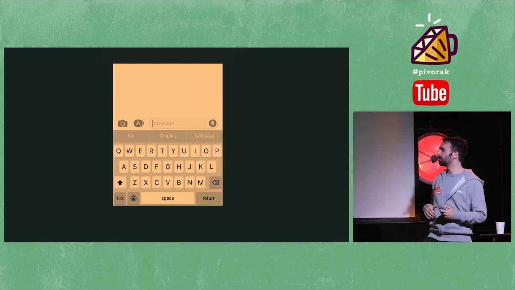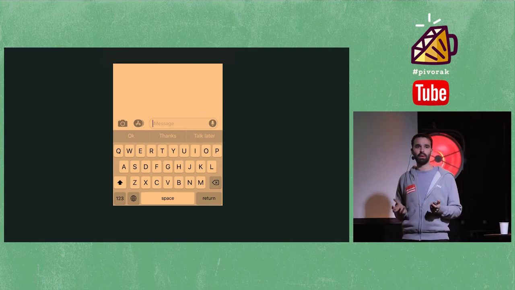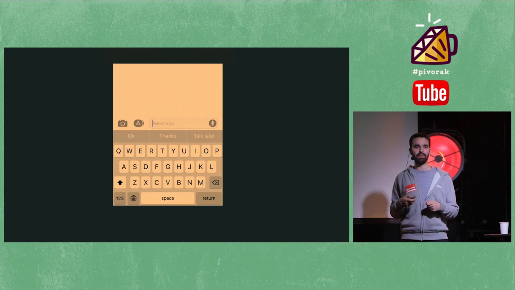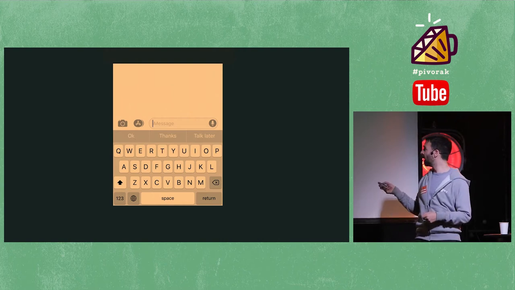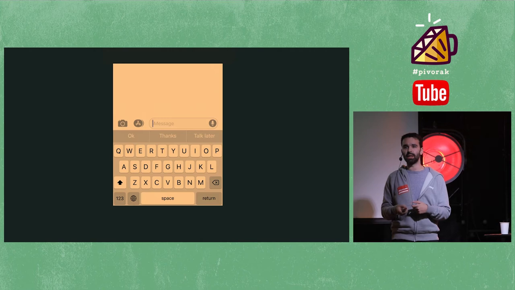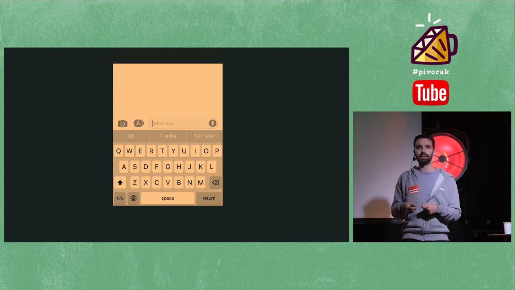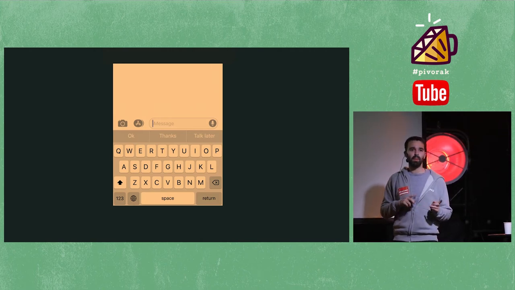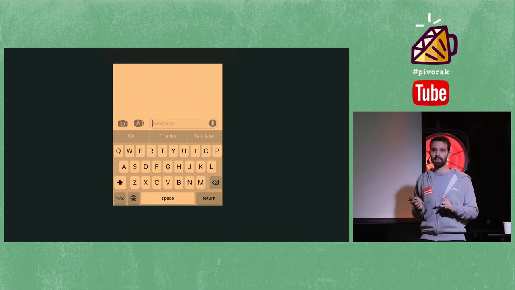Well, probably a lot of you are familiar with autocomplete, right? So usually we use autocomplete, this middle bar here, to just speed up our typing. So as we're typing something, we use it to type faster. But there are some interesting things about autocomplete.